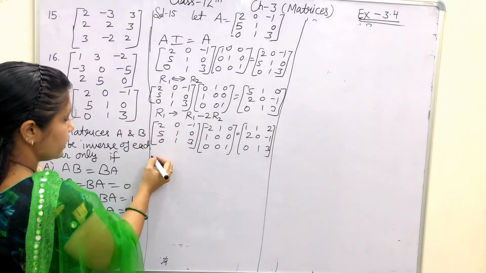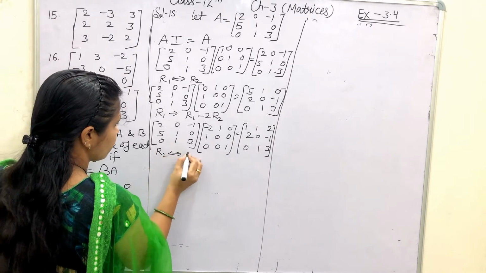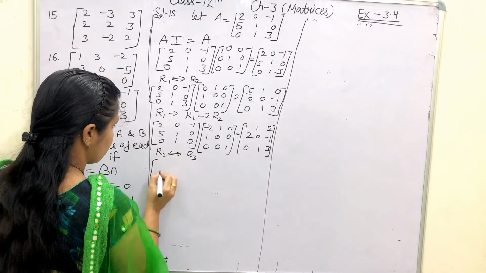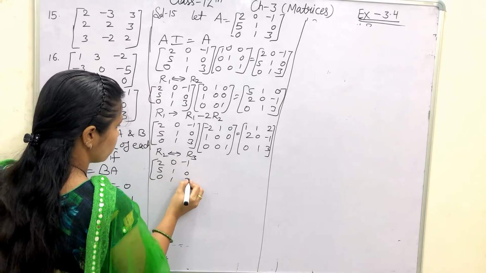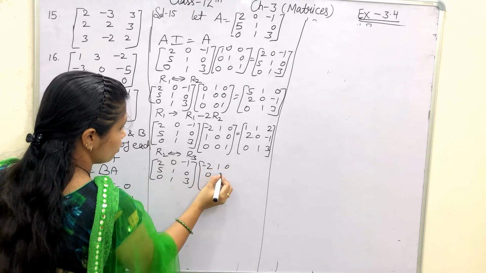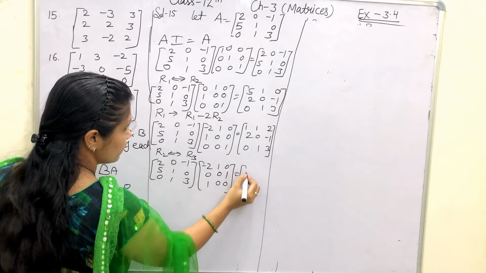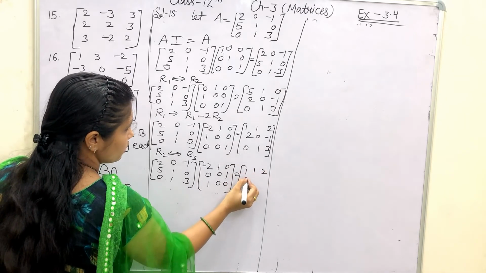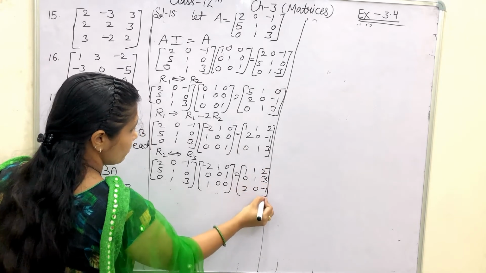Now we will interchange our R2 and R3. The identity side becomes minus 2 1 0, 0 0 1, 1 0 0. Here we get 1 1 2, 0 1 3, 2 0 minus 1.